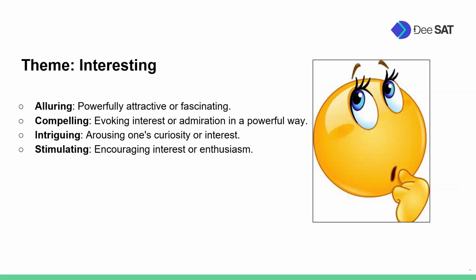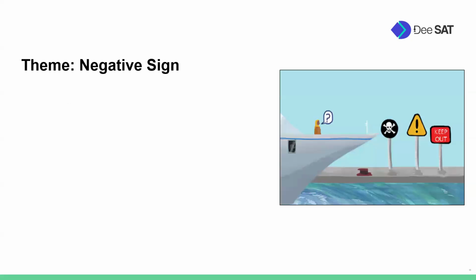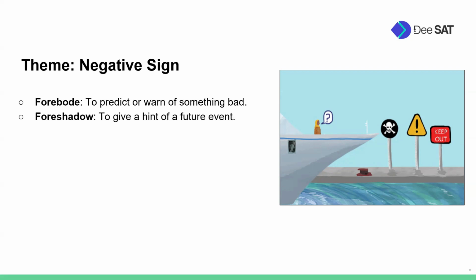Stimulating, oh, this is very mentally stimulating, something that encourages interest or enthusiasm. A negative sign for something, an omen. Forebode. Now, forebode, the word fore means before. Forebode is a prediction or a warning of something bad before it happens.